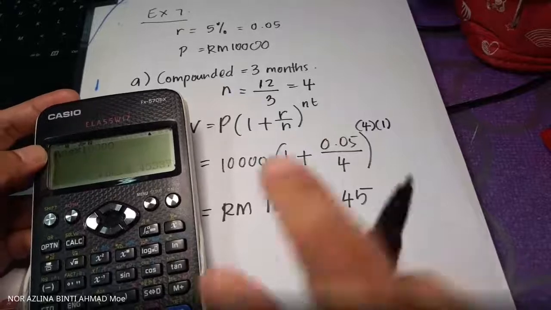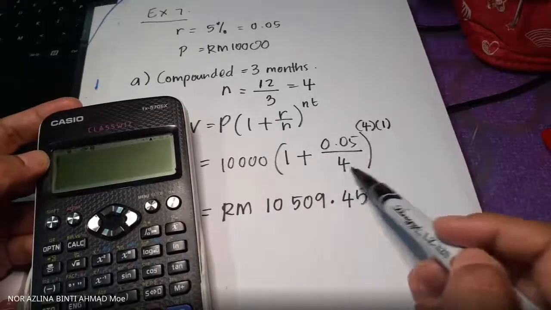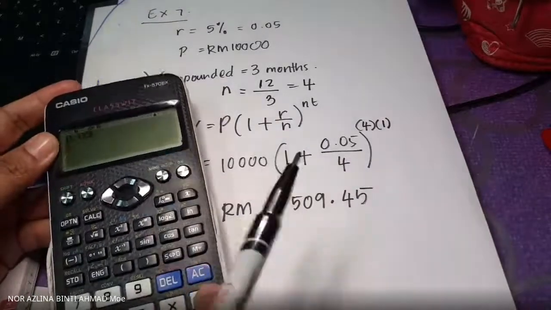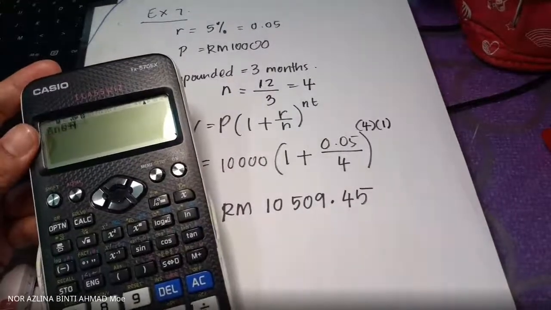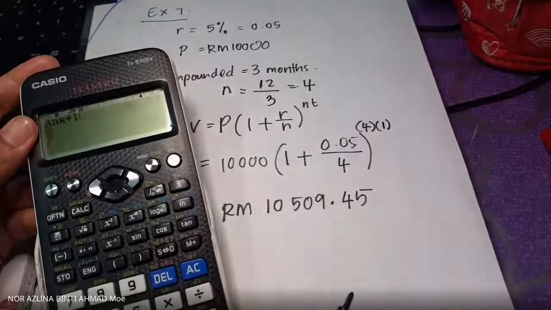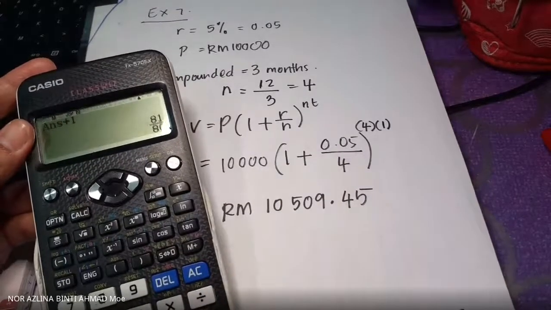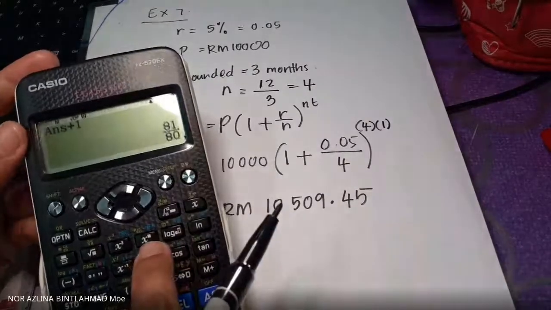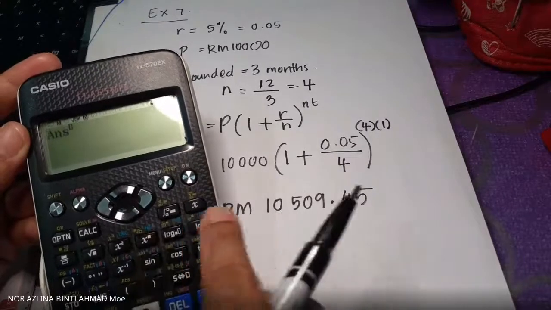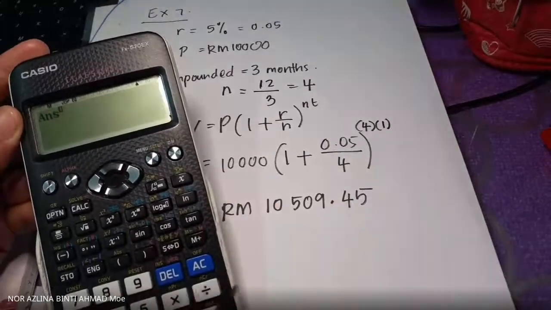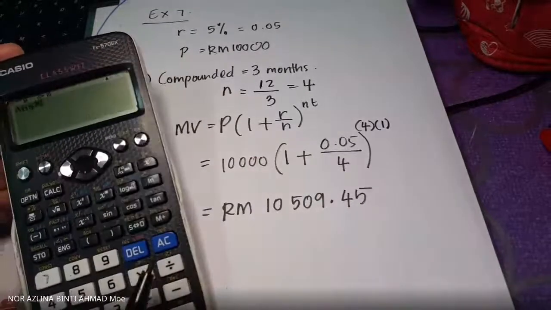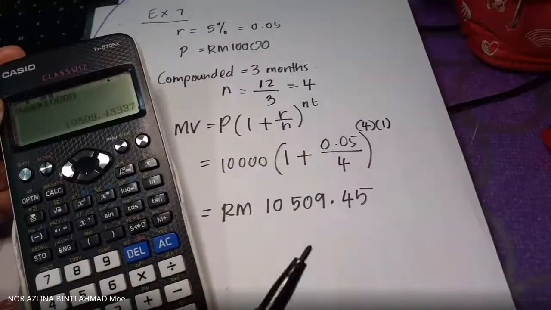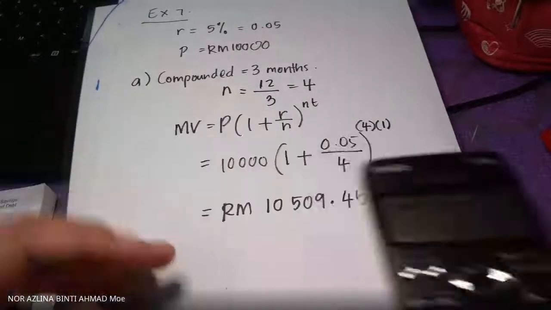Again, we press fraction in bracket. So 0.05 divided by 4. Then we get 1 over 80 plus 1. Equal. Then you press here, power. So that answer will be power of 4. And you multiply 10,000. Only then do we multiply. Okay, next. B.